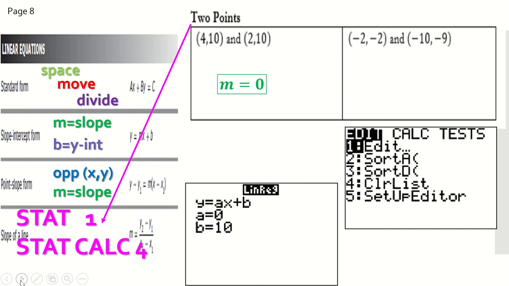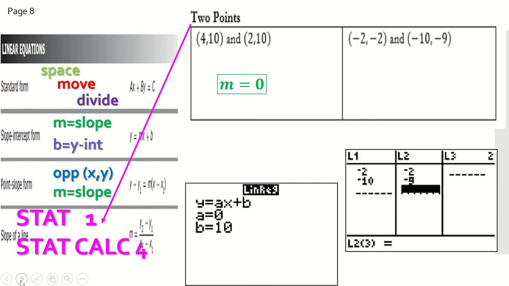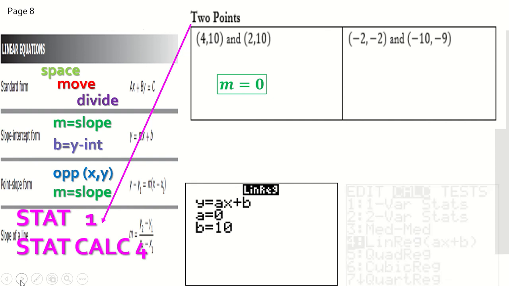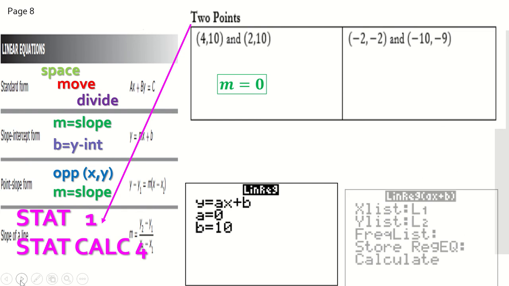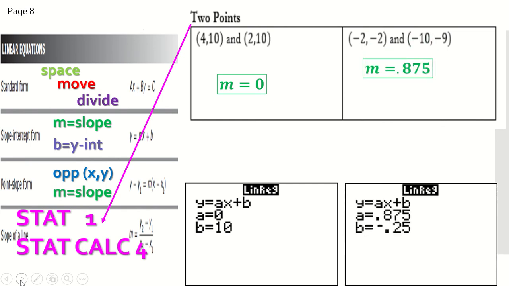Once again, 2 points, we can do our stat edit, stat calc 4. The x values go in your L1, -2 and -10, and your y values go in L2. We then do stat calc 4, a linear regression, to find the slope. And we get y equals 0.875x minus 0.25.